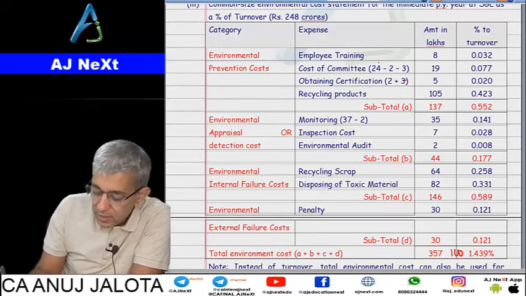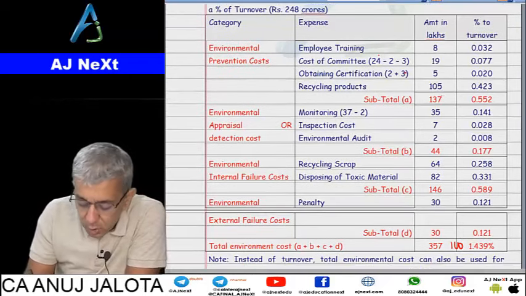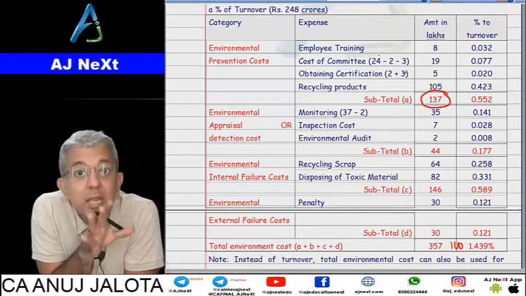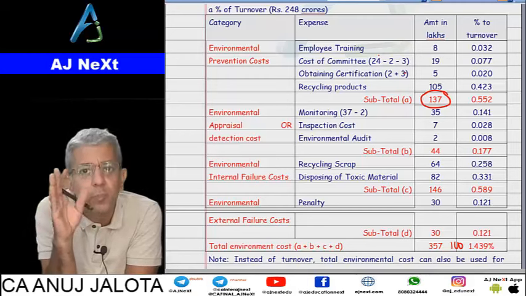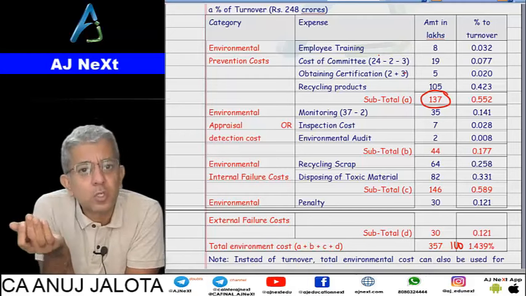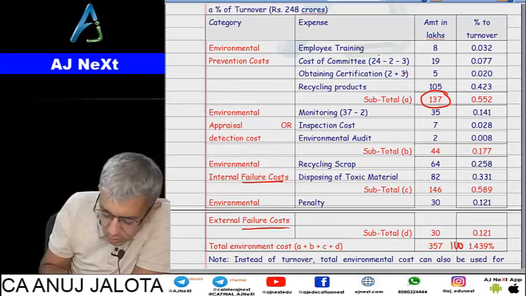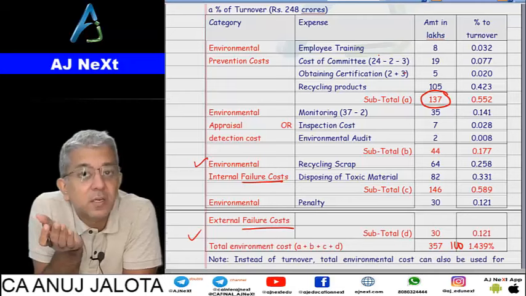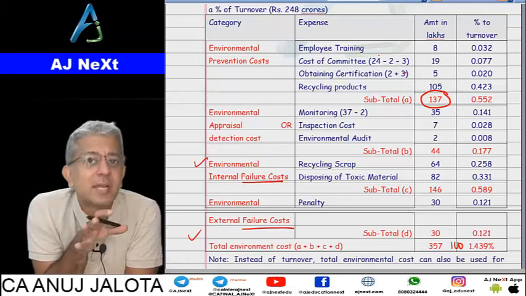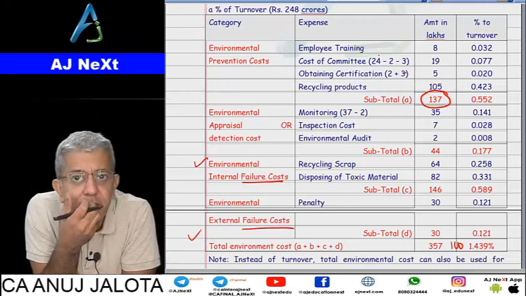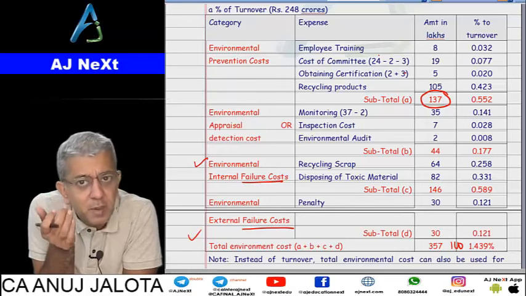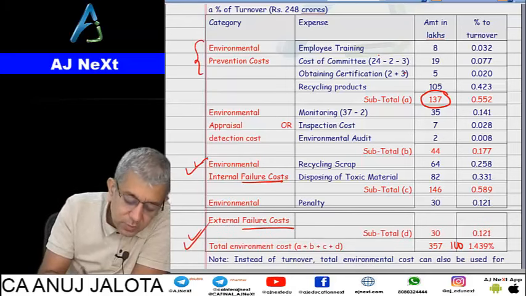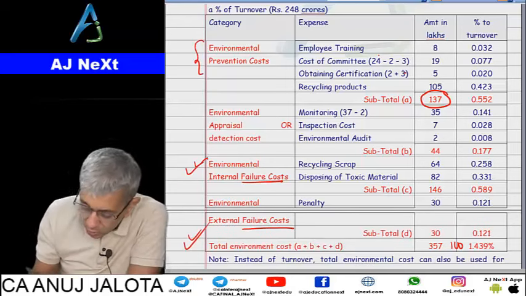Now, if you see the costs over here, a lot of the costs are prevention costs. Do remember, prevention costs in the long run go a long way to prevent all other costs, meaning all other failure costs. Because these costs come because of our failure to control those activities which destroy the environment. So in future, if companies want to reduce these failure costs, they should always try to spend more on prevention.